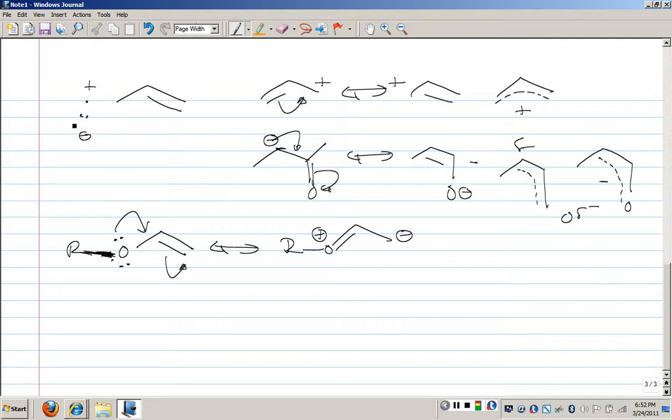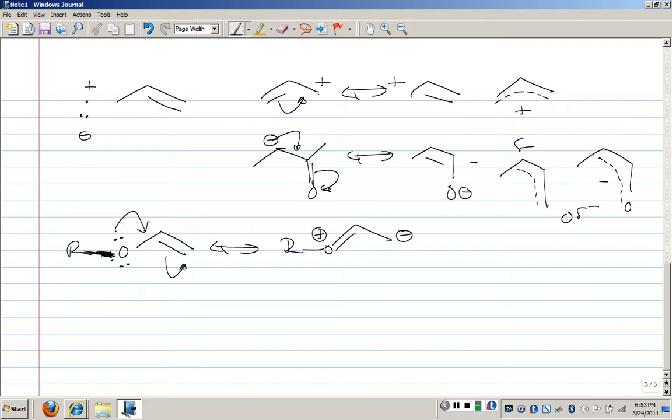So what resonance does is it allows the charge to be dispersed or to be delocalized. So instead of having my minus charge localized on a single atom, I have smeared it or delocalized it over several atoms. So resonance plays a significant role in the stability of any particle that either has a positive charge, a lone electron, a lone pair, or a minus charge.